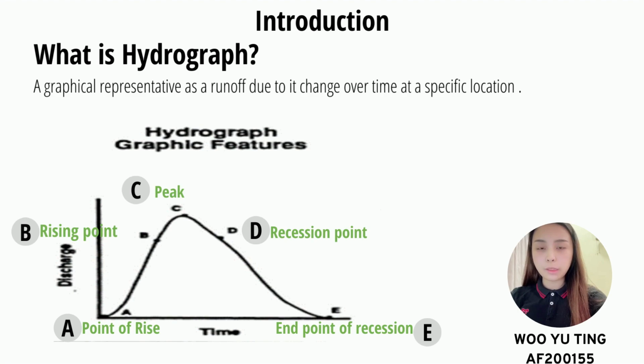Today I'm going to present about the introduction. What is a hydrograph? A hydrograph is a graphical representation of runoff as it changes over time at a specific location. The area under the hydrograph represents the volume of runoff, which indicates the time distribution of runoff at a measured or calculated point, and a single curve reflects the complex characteristics of a watershed.